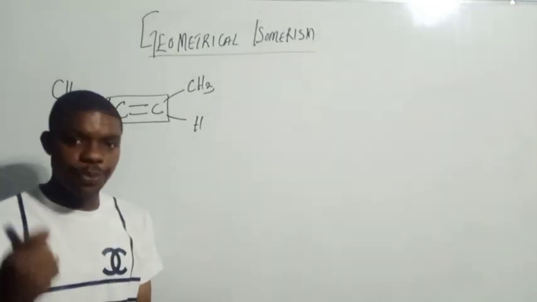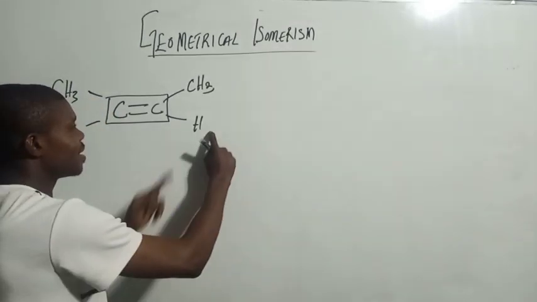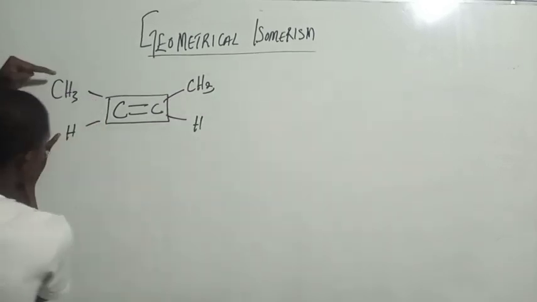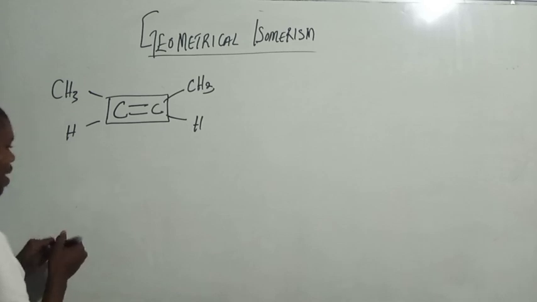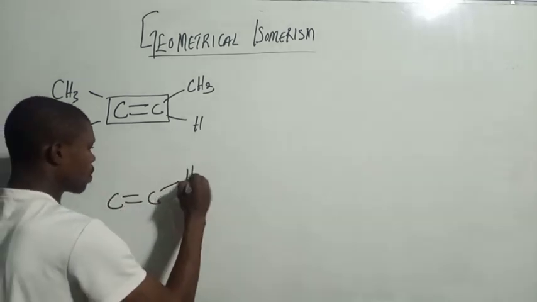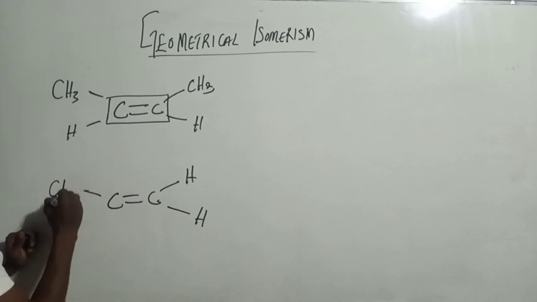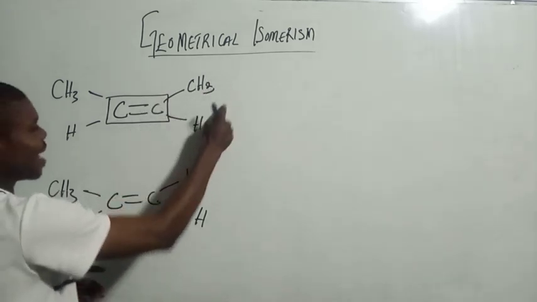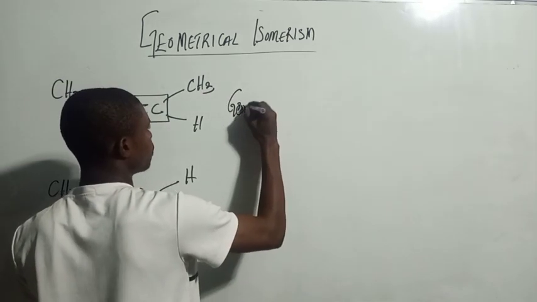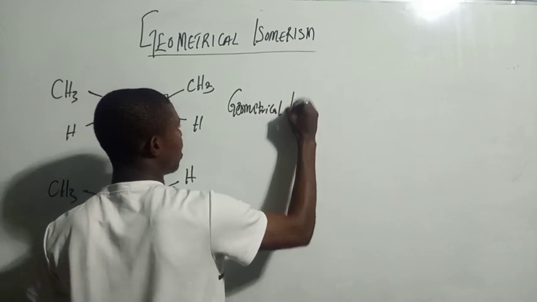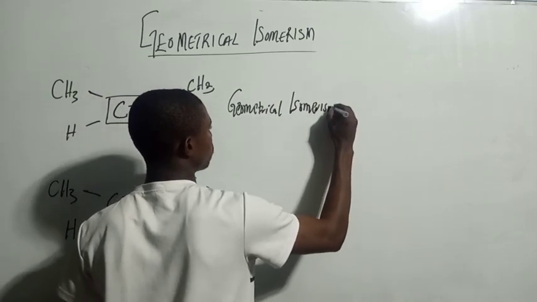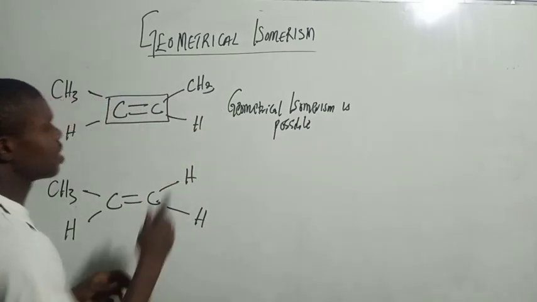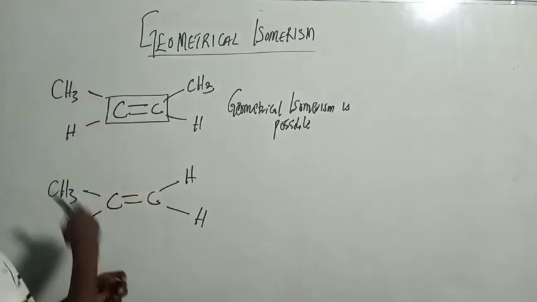For geometrical isomerism to be possible, this must not be equal to this. The two atoms attached to a single carbon atom must not be the same. The same thing with here. These two must not be the same. If you look at these two here, okay. Now here I think that geometrical isomerism is possible. Why? Because this is not equal to this, and this is not equal to this.